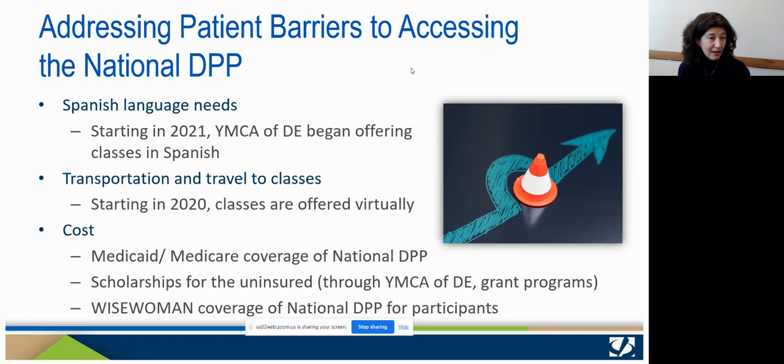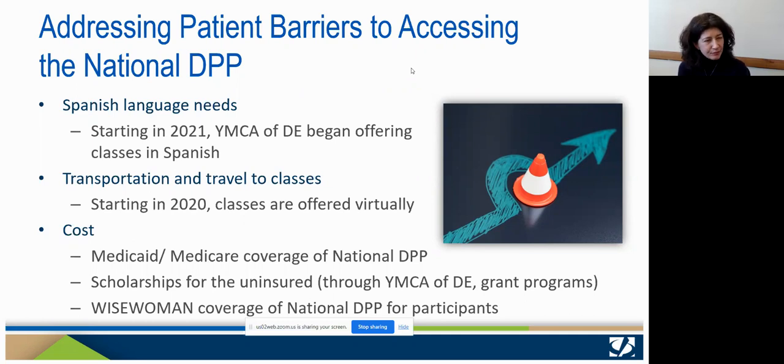So through the state engagement model, we started having conversations with the YMCA of Delaware. And lucky for us, starting in 2021, the YMCA began offering classes in Spanish, which has been a great fit for our patients. And we've been referring our Spanish-speaking patients to it ever since, which has been fantastic.